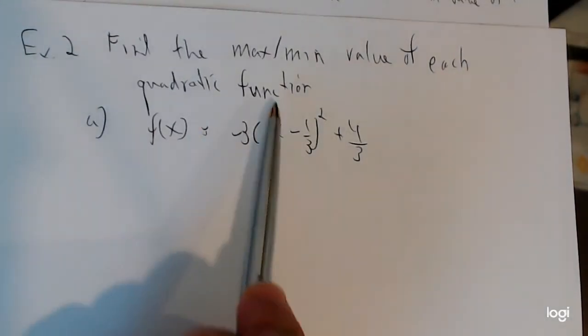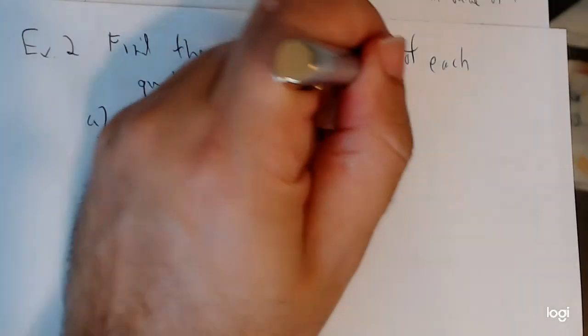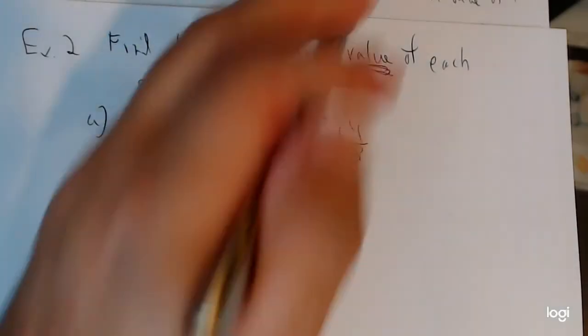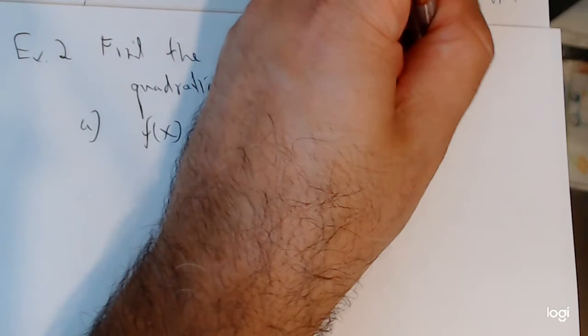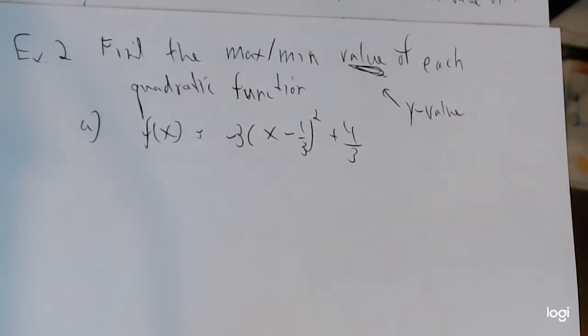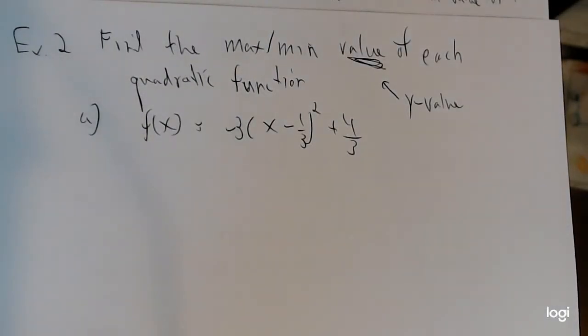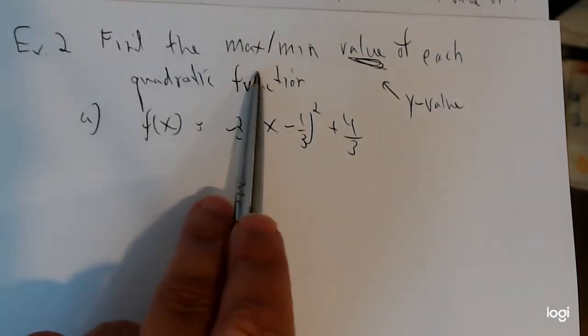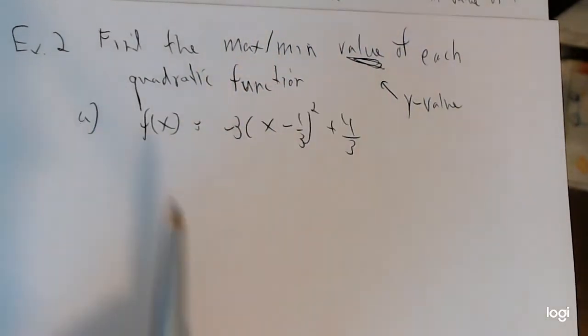Now, before we do this, we're being asked to find what? The maximum or minimum value. When you hear value, this is the y value we care for only. If they said, hey, where is the maximum or minimum, then you tell me where the x value is, right? You'd say, I have a maximum or minimum at x equals this. But since it's saying give me the maximum or minimum value, we're after the y value.